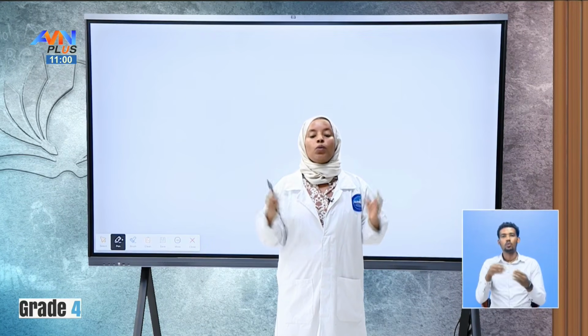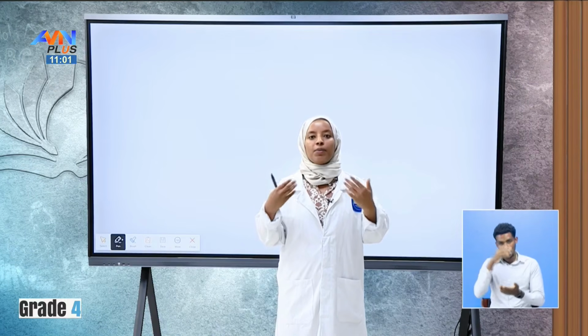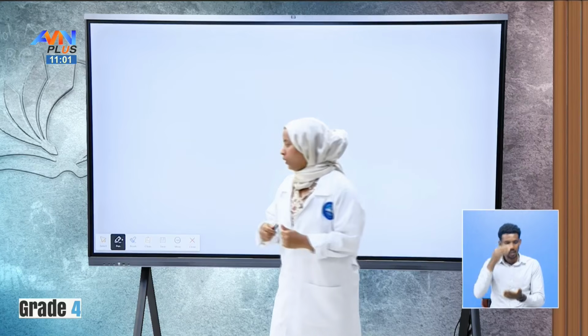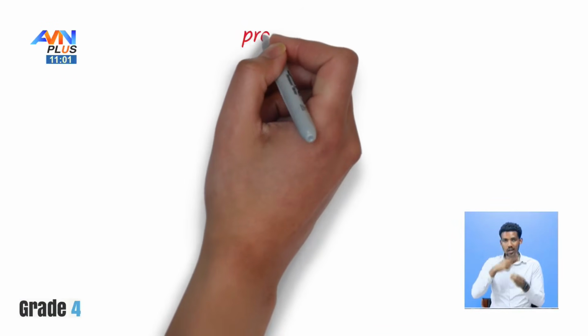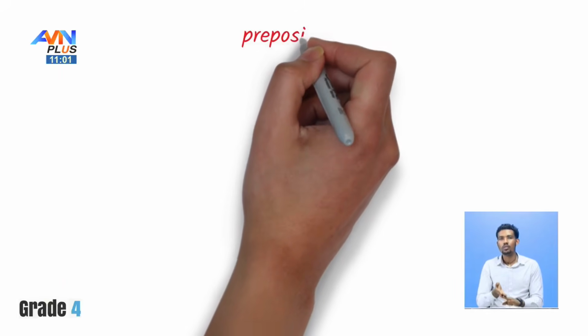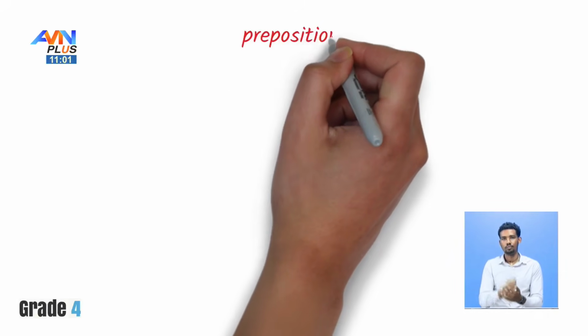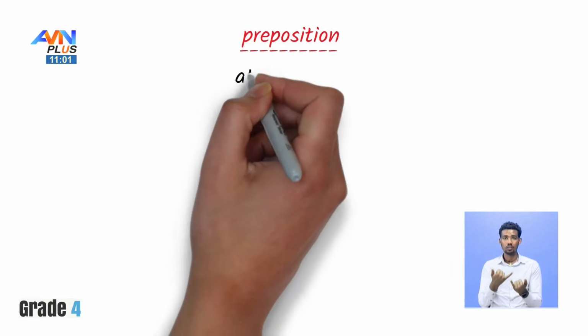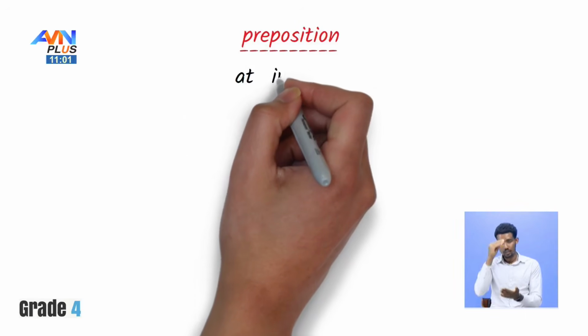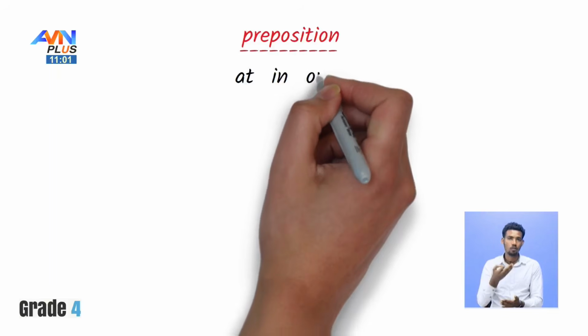Students, today we are going to learn about helping verbs. Before that, let us remind our previous lesson and let me remind you what we were learning before. So, students, in the previous time, we learned about prepositions. We defined prepositions and also covered 3 types: at, in, and on.